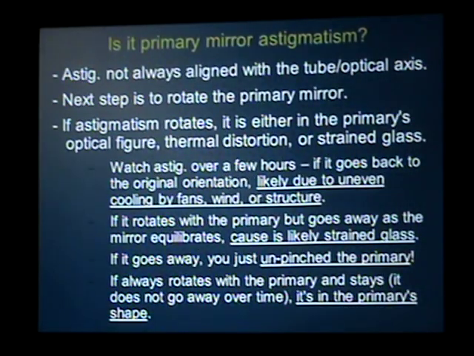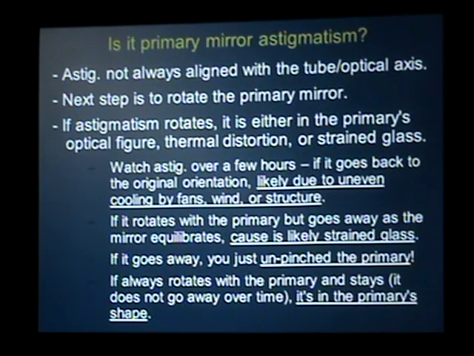So you want to watch that astigmatism that you see over a few hours after you rotate the primary mirror. If it goes back to where it was, it's kind of obvious that you probably got a cooling issue or something due to the structure. The wind blowing through the telescope can do this, creating a particular wind current that cools a part of the mirror more than another. It's common, and it happens quite often.